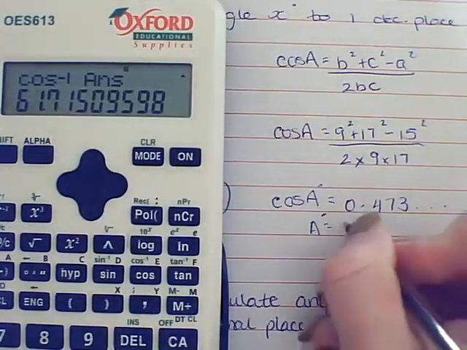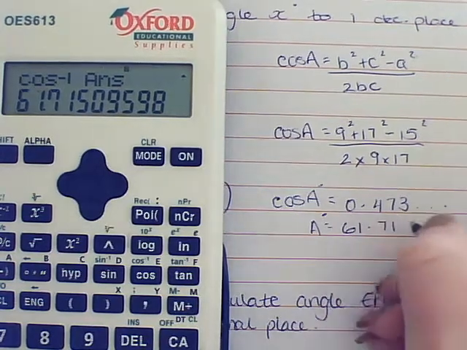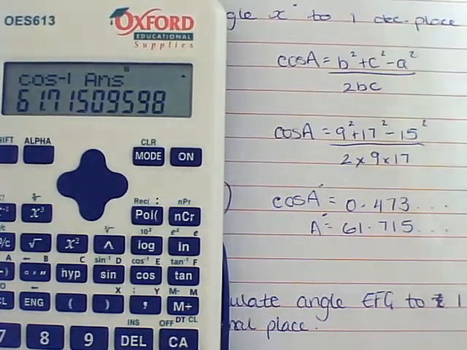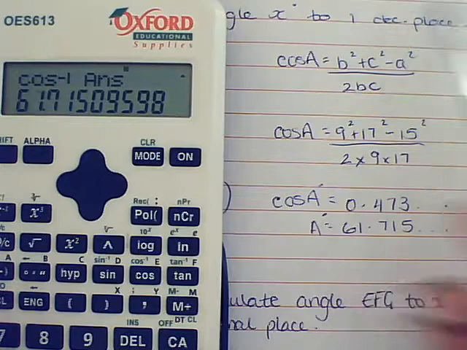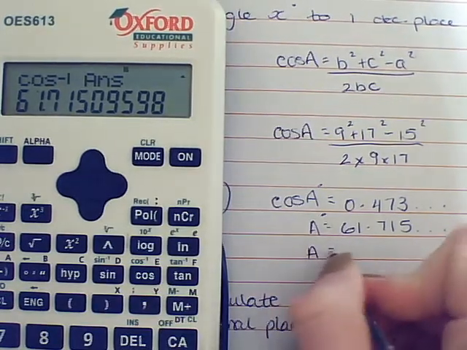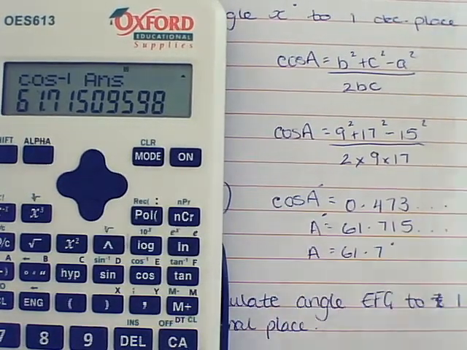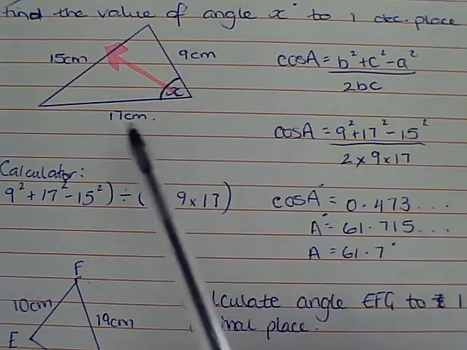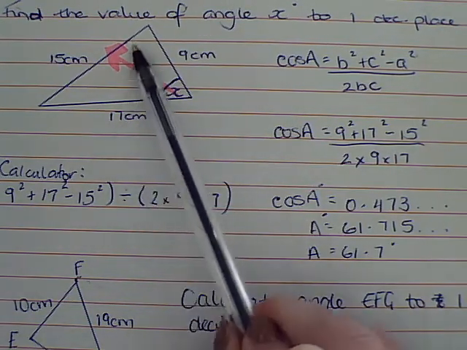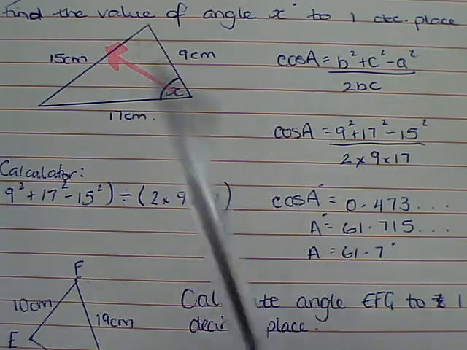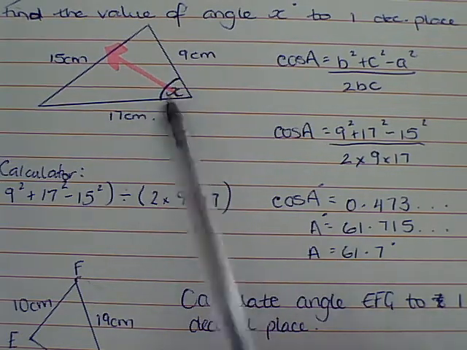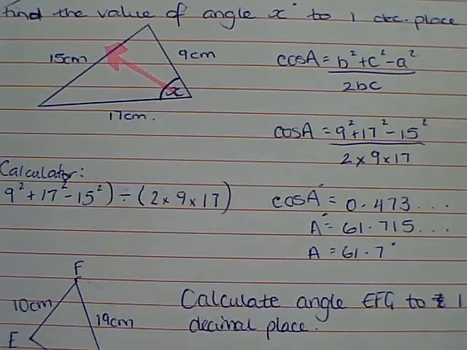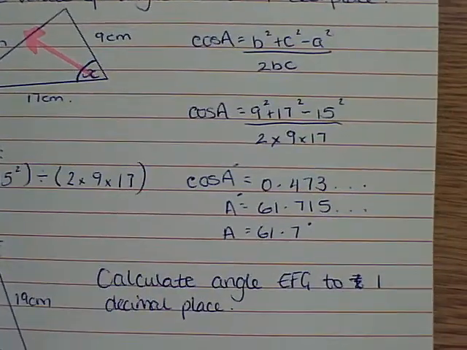So my angle is 61.715 dot dot dot, but the question did say to 1 decimal place, so 61.7 is my angle. Now that wouldn't be the biggest angle. Remember, opposite the biggest length is the biggest angle, so that would be the middle angle, that one there, and this one here would be the smallest. That was just a fun fact, remember I shared.